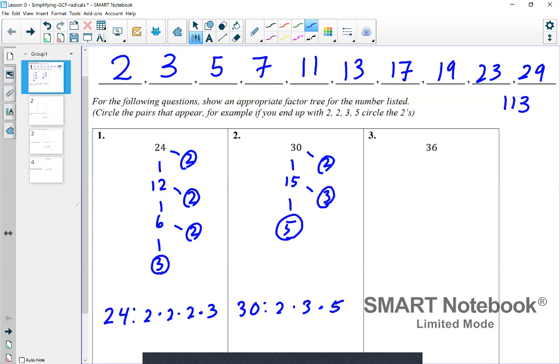All right, so to break down 36, we're going to start with a 2, which becomes 18. And 18 divided by 2 is 9. Can't divide 9 by 2, so let's try 3. So 9 divided by 3 is 3. And we ended with a prime, so we're done. So the primes that make up 36 are 2 times 2 times 3 times 3. 2 times 2 is 4. 3 times 3 is 9, and 9 times 4 gives us back that 36. Pause the video if you want, otherwise I am moving forward.